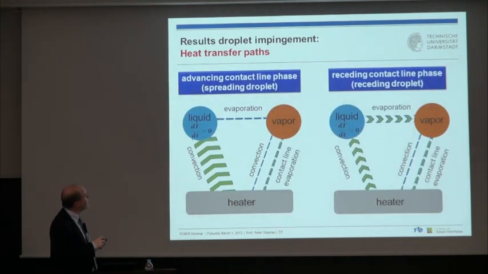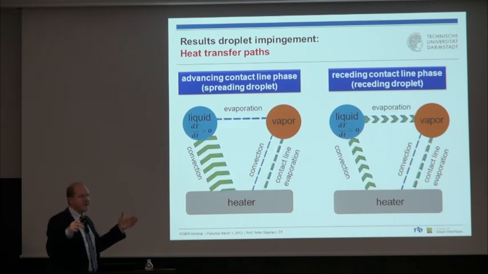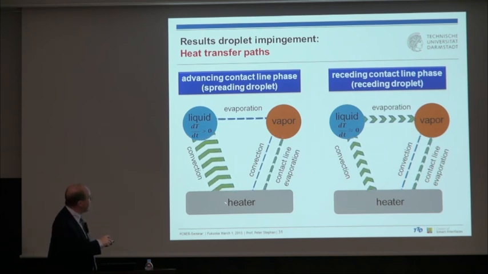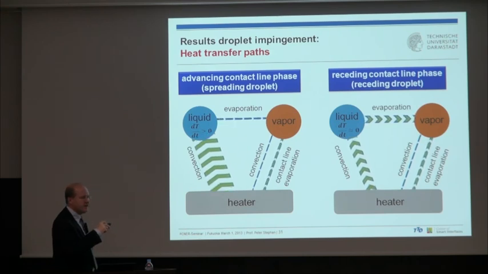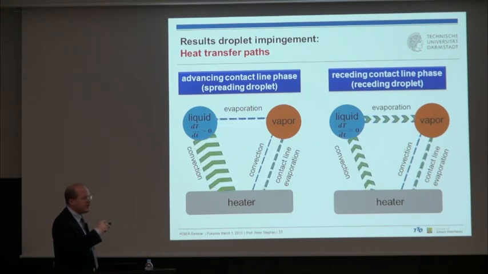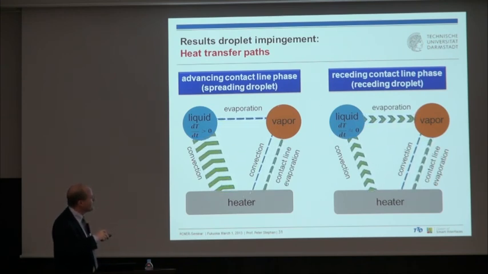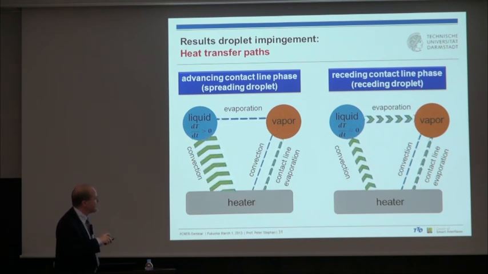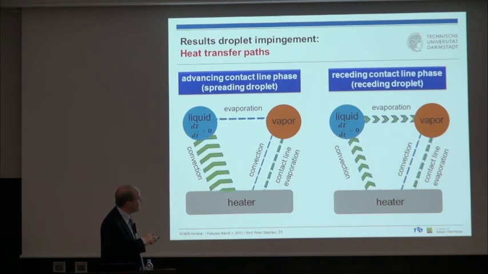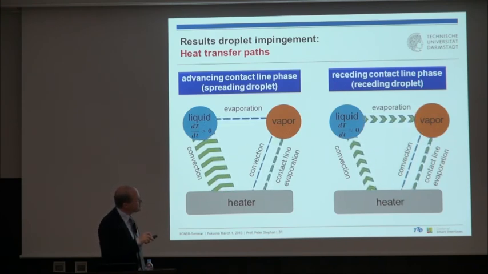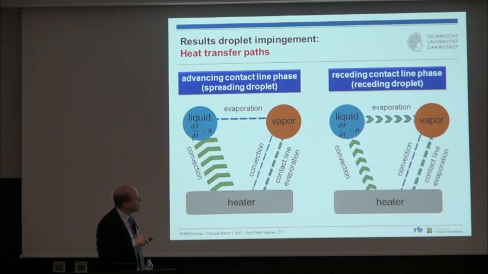So the learning outcome is the following. When you have a droplet impinging, there are 2 phases. First, an advancing contact line phase, spreading droplet. Here the energy of the heater goes mainly into heating up the fluid, temperature-wise, in the liquid phase of the droplet, and partly, of course, some evaporation, and partly some pure convection directly from the heater to the gas phase due to natural convection, and a small part of direct evaporation, not from the bulk of the liquid droplet, but directly near the contact line. And this situation is, of course, the same when the droplet recedes, but the amount changes much more.